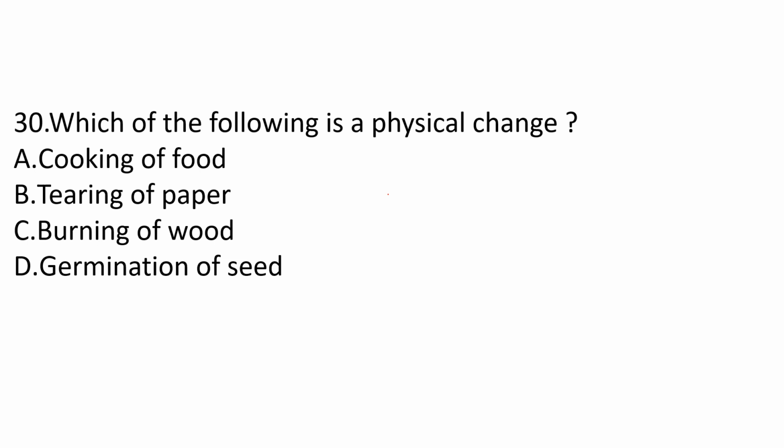Question number 30. Which of the following is a physical change? Option A, cooking of food. Option B, tearing of paper. Option C, burning of wood. Option D, germination of seed. And the answer is option B, tearing of paper.